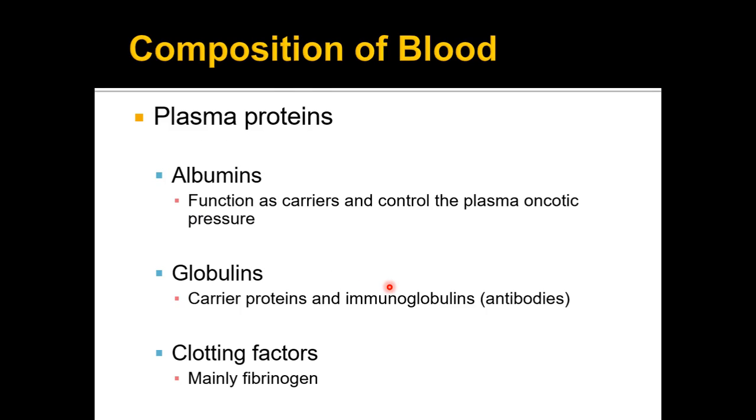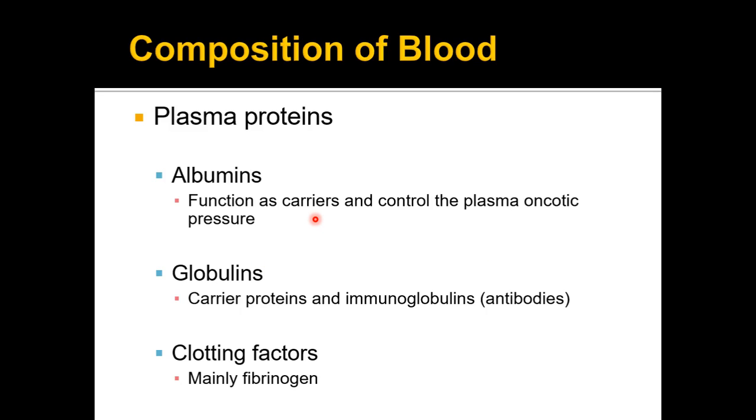So let's look at the plasma proteins. These are the albumins and the globulins and the clotting factors. Albumin is part of the albumin family, and there are several different types of albumins, and they function as carrier proteins. Also remember, albumin is the most abundant plasma protein, so it's going to exert the most plasma oncotic pressure.